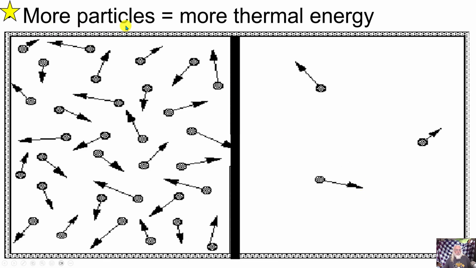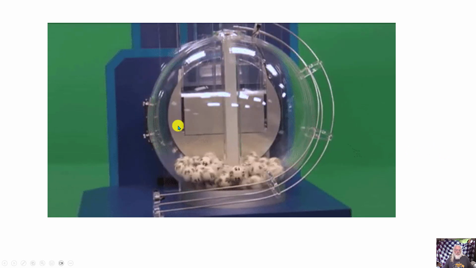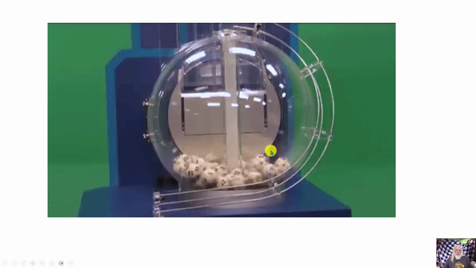First, the more particles there are, the more thermal energy the substance is going to have. A good way to picture thermal energy would be particles, kind of like, I don't know if you've ever seen the lotto drawing, where they have the balls in the chamber here. You see how they're all moving around. Some of them are moving around at a little different speeds than others, but they're all pretty active. The faster they're moving and the more of these balls, the greater the thermal energy would be.